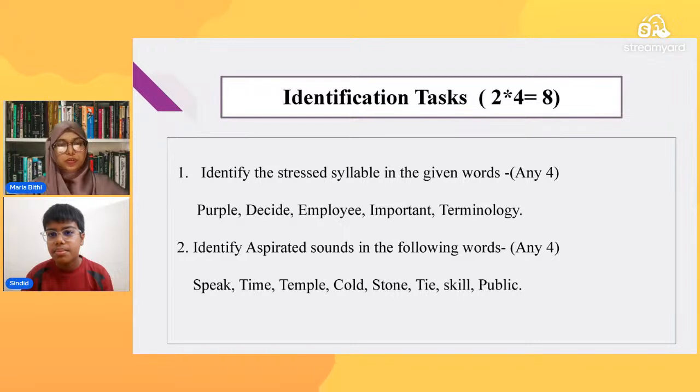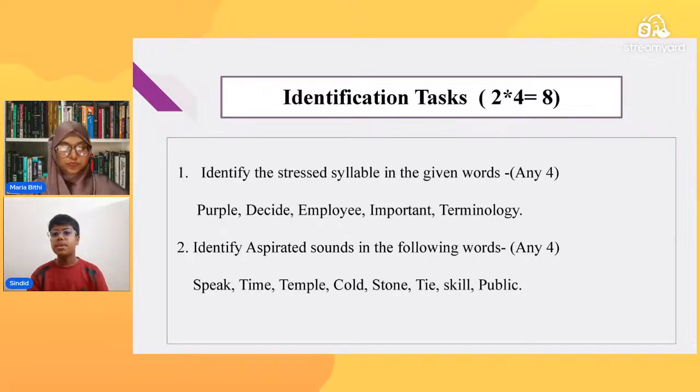In the first question, you need to identify the stressed syllable from the given words, and you can choose any four. In the second question, you need to identify the aspirated sound from the following words, and again, you need to choose any four. Should I explain or just identify? You don't need to explain, you just need to identify. But it's better if you can explain the stressed syllable, because each will carry marks.